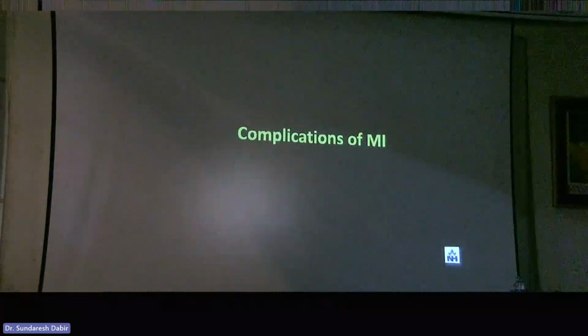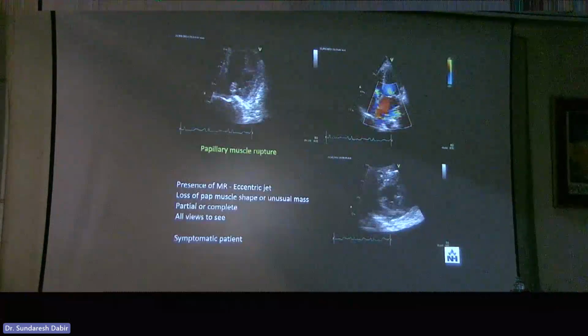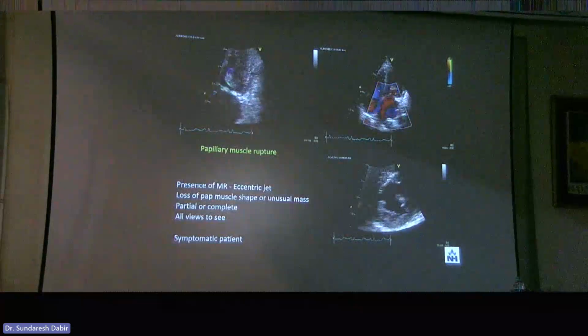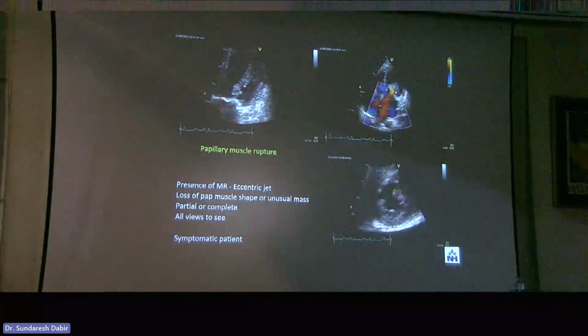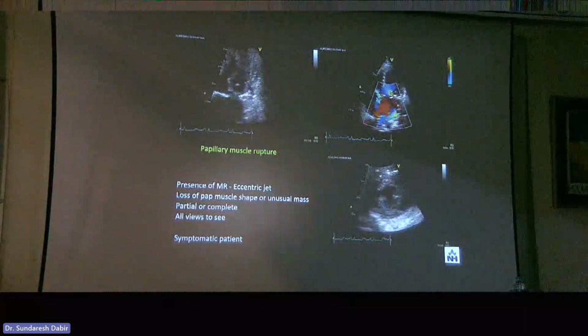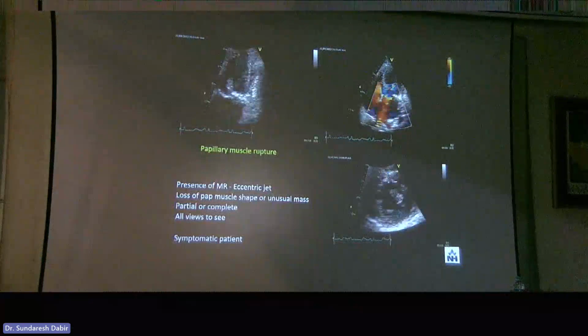Now, let me go on to another area. So these are the complications of myocardial infarction. We are going to look at the mechanical complications primarily. And papillary muscle rupture. So you have a patient who's there in the triage or in the CCU. Suddenly the patient has deteriorated and you've been called and you're asked to do an echo. So when you look at the MR, if you see an MR which is eccentric, you're trying to find out why that MR is there. What is the mechanism of this MR?